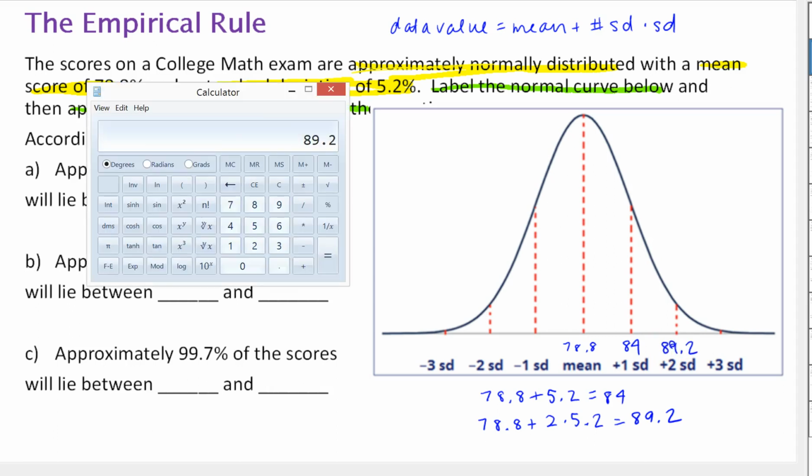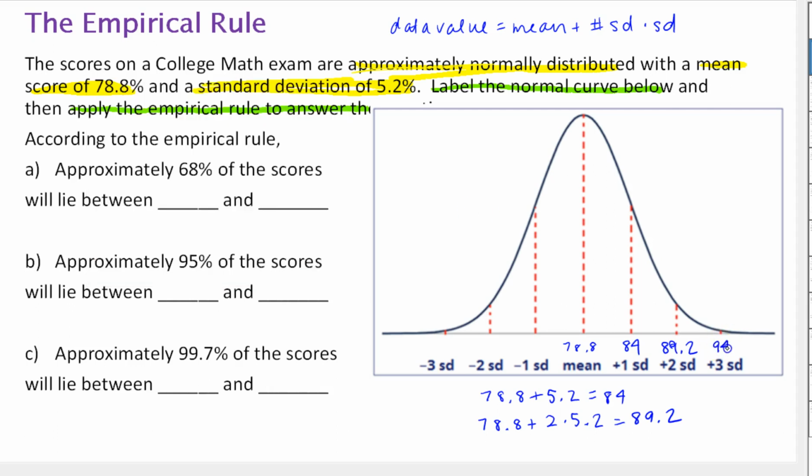And for the next one, instead of going through all of this work, though it's not much work, we can just add 5.2 to our previous result. And we have 94.4 is 3 standard deviations above the mean. Now to go in the other direction, instead of adding, we can just subtract. So up here, we would think of the number of standard deviations as being negative.